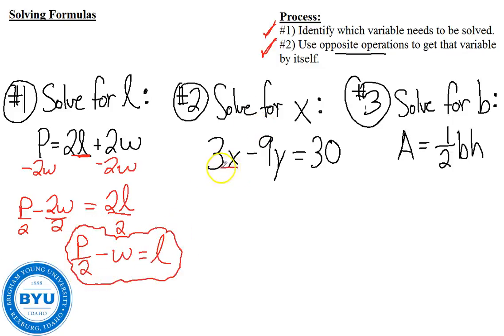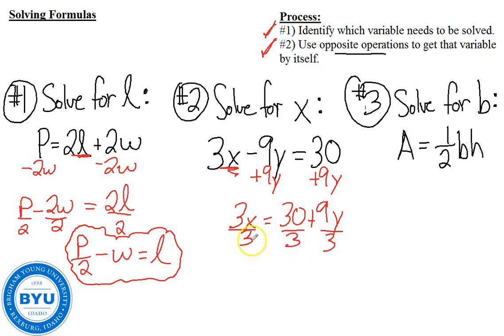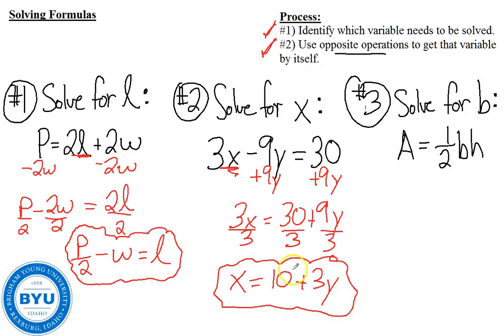In number 2, we need to get X by itself. So let's go ahead and add 9Y to both sides. Plus 9Y, I get 3X equals 30 plus 9Y. Now I'm going to divide everything by 3 to get the X by itself. X is now by itself, and I get 10 plus 3Y. Now that formula is solved for X.